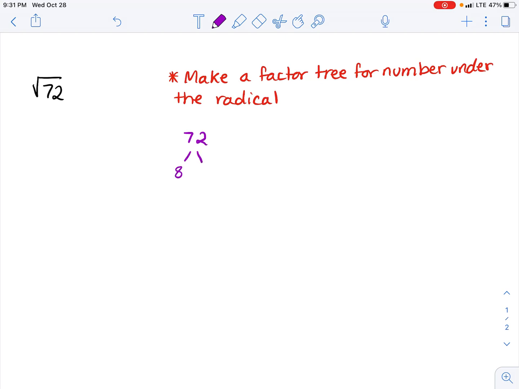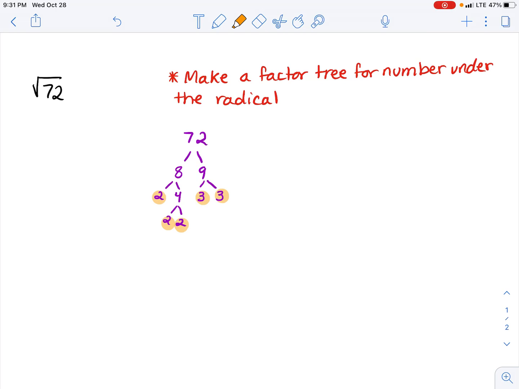And so I'm just going to start with 8 and 9, because when I multiply 8 and 9 together, I get 72. Okay, so now I want to keep going because 8 is not a prime number. So now I look at the factors of 8, and I get 2 and 4. And then I look at the factors of 9, I get 3 and 3. Okay, so 3, 3, and 2 are all prime numbers, so I stop. But with 4, I keep going, and I break that down to 2 and 2. Okay, and so these are the limbs of my factor tree.